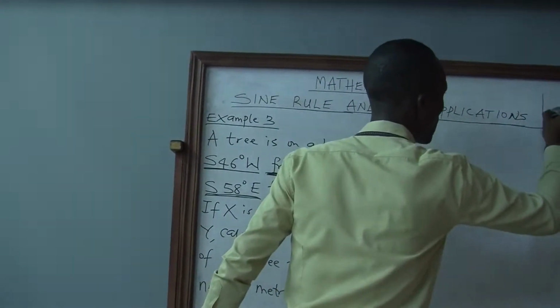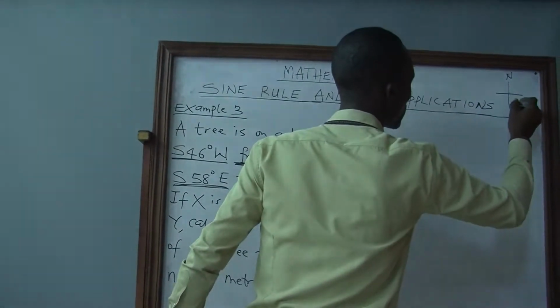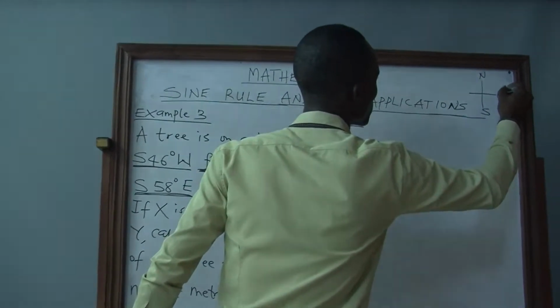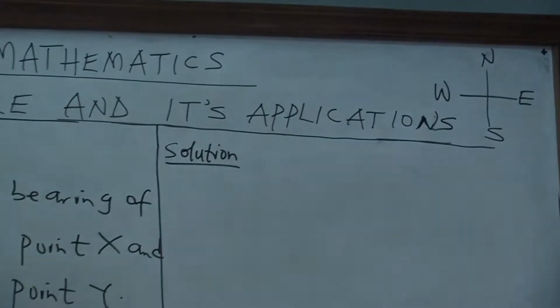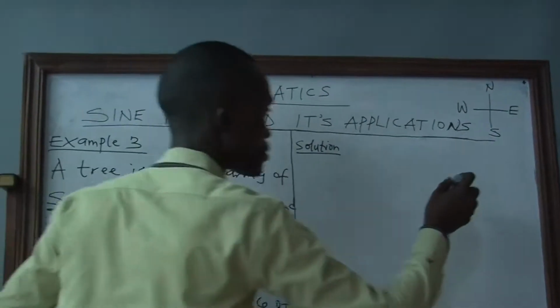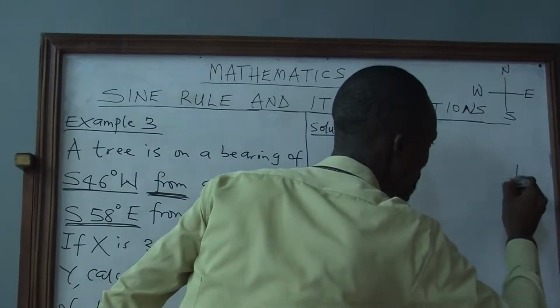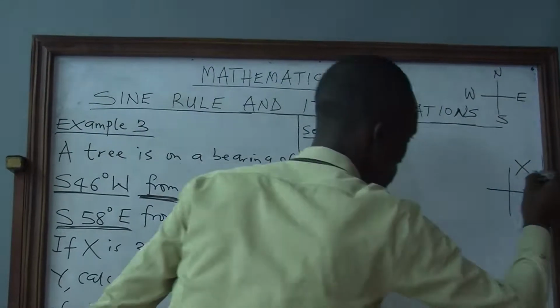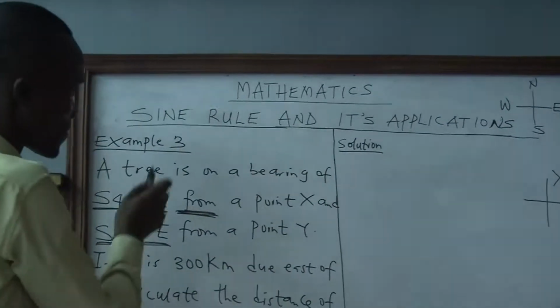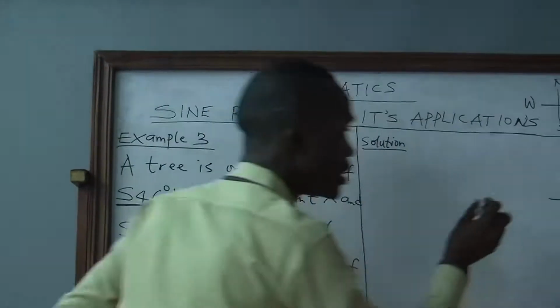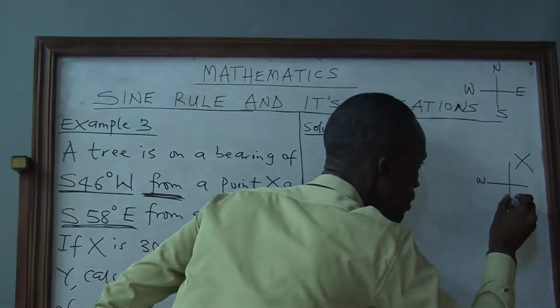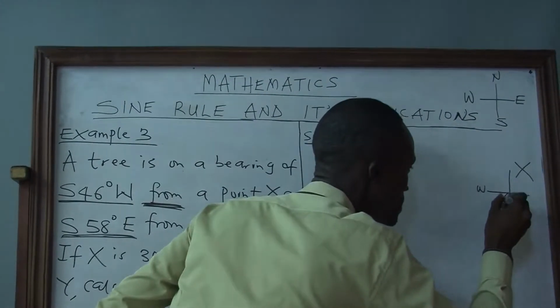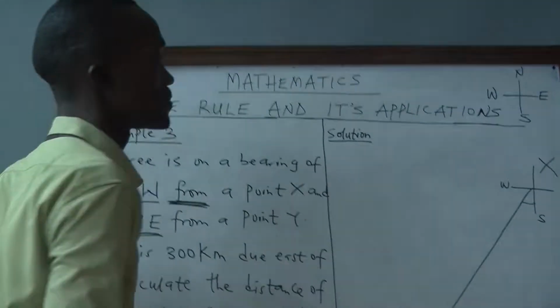From our four cardinal points, this is north, this is south, this is east, and this is west. So we are looking at southwest. So we start by drawing this. We have X. From X, south 46 degree west. So we take it from the south pole. Then this is 46. We have this line.